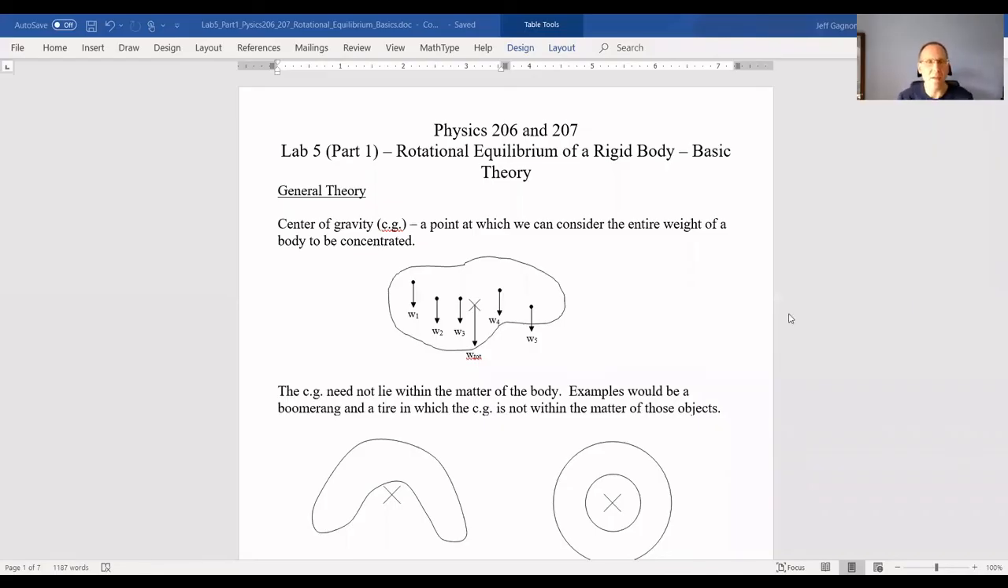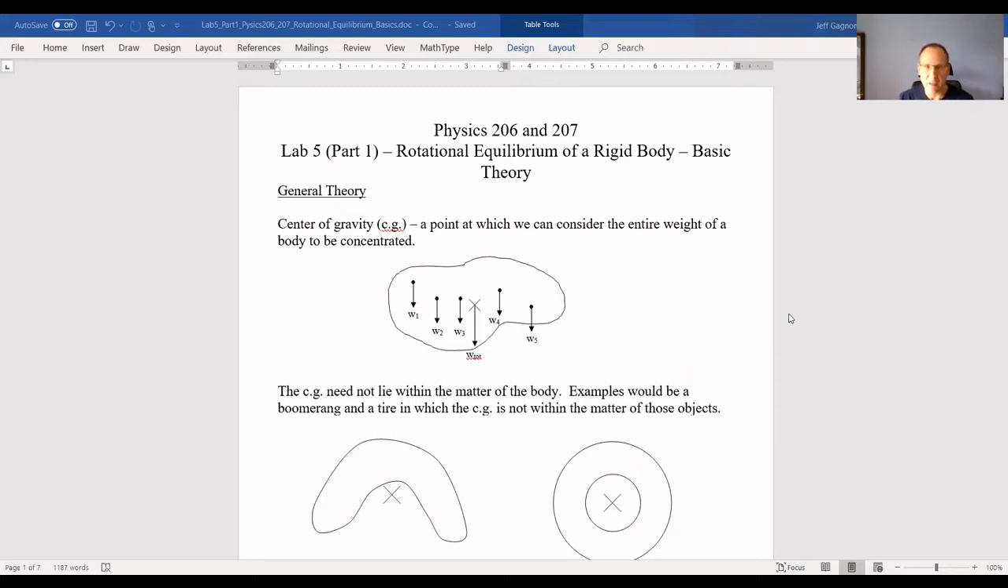Hello, everyone. This is Physics 206 and 207, Lab 5, Part 1. This lab is on rotational equilibrium of a rigid body. In this part, I'm going to give you some definitions.